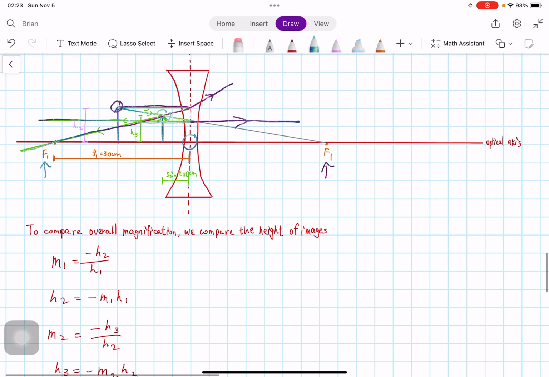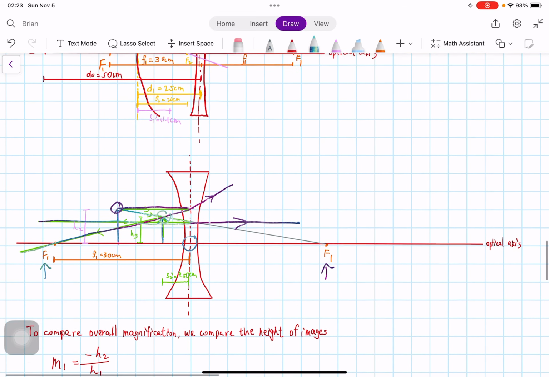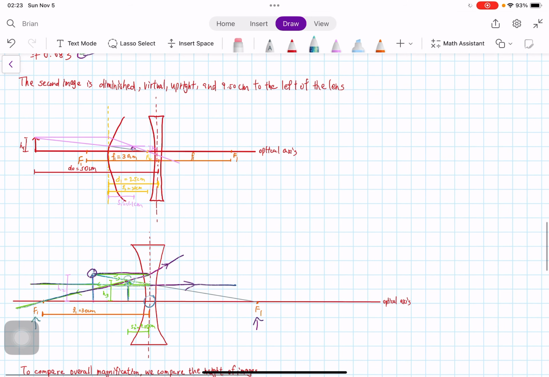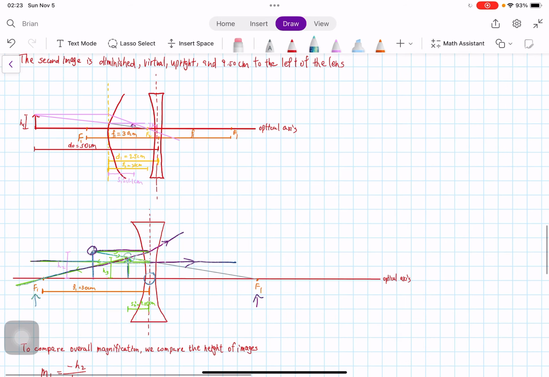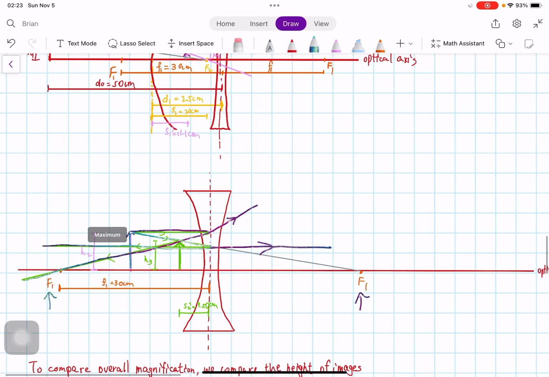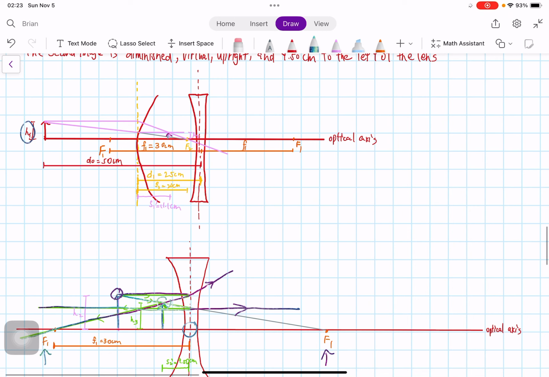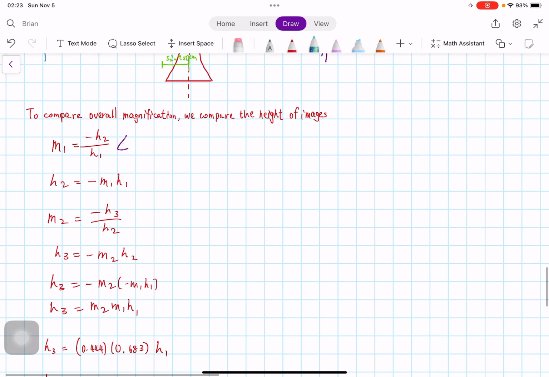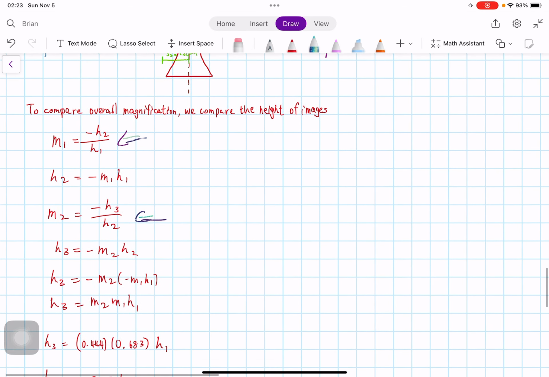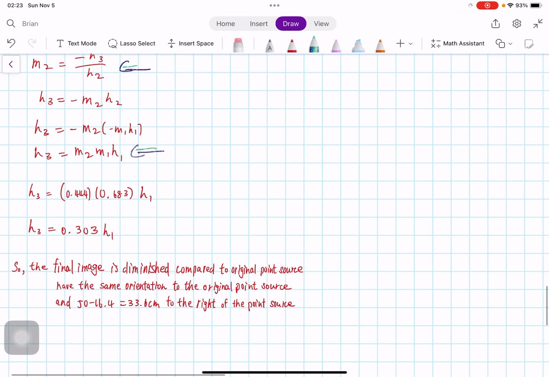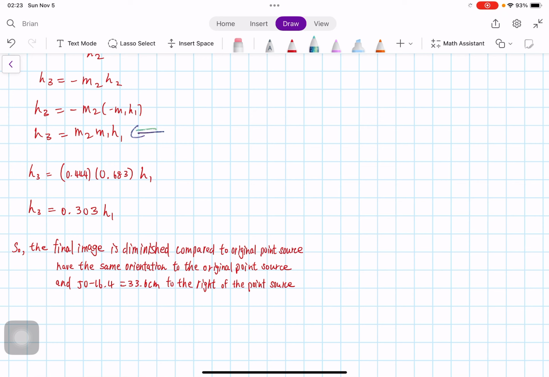So when we're trying to compare the overall magnification, we have to compare with the result, and it is diminished, virtual, and upright. Yeah, so everything makes sense. And we're trying to compare the overall magnification. We compare the height of the image. We're looking at the H1, the H2, and the H3. So again, we use two magnification equations to give us the last magnification equation here. And then we substitute the value, we have this equation.